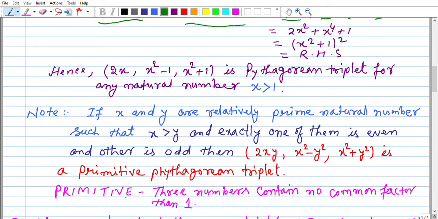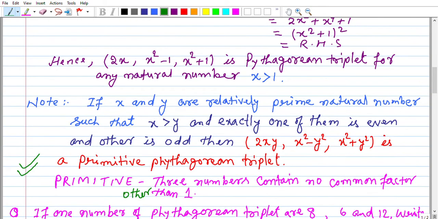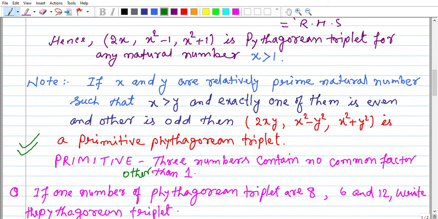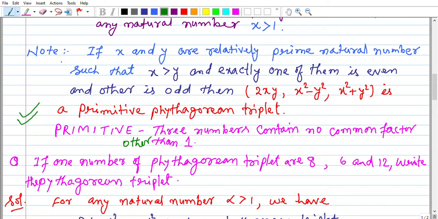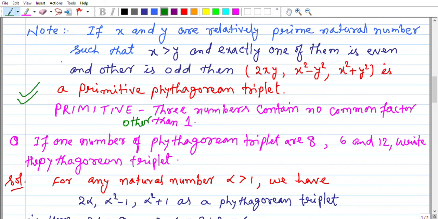It has a common factor but not other than 1. Okay, I hope that my dear learners, you understand the things which I have introduced you. Now come to the question, how we will do the questions. Yes, if one number of Pythagorean triplets are 8, 6 and 12, write the Pythagorean triplet.